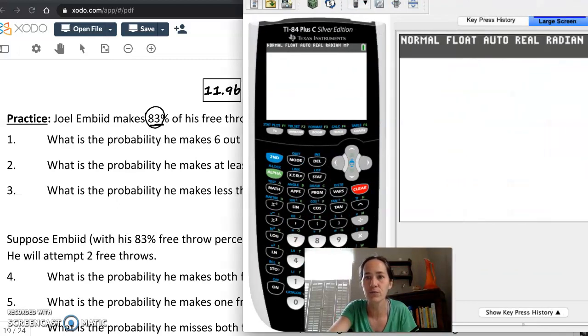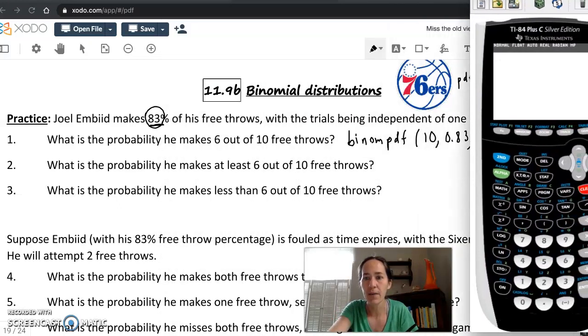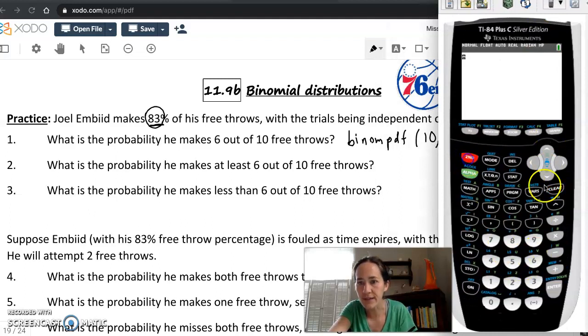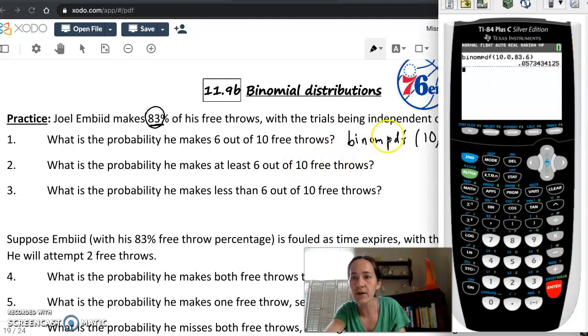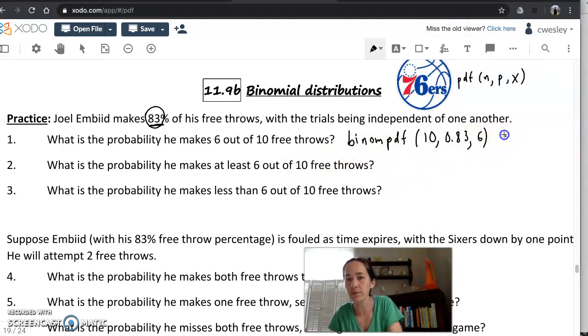We'll remind ourselves where we found that binomial PDF: it was at second and the vars key for distribution. You have to scroll all the way down to letters A and B, which are what we're going to use today. A is for PDF. We have how many free throws out of 10, which would be our n. He makes 0.83, so I'll just put 0.83. And we want to know the probability that he makes 6 of those 10. That should do the trick. Enter with the commas there, and you get 0.0573.